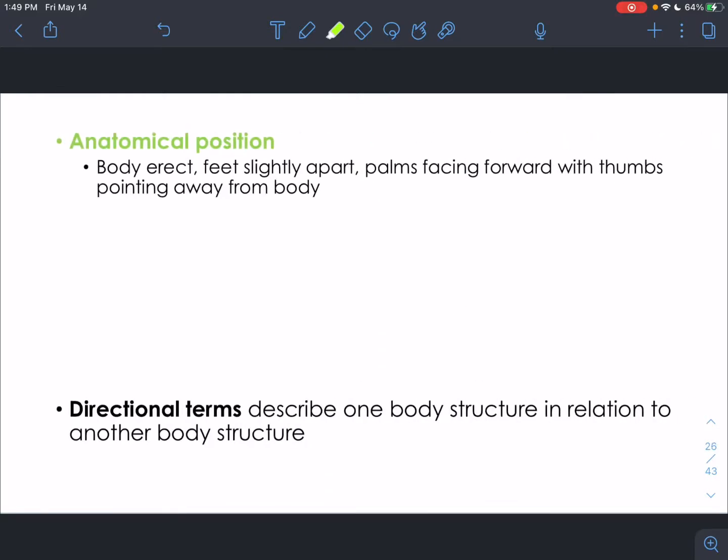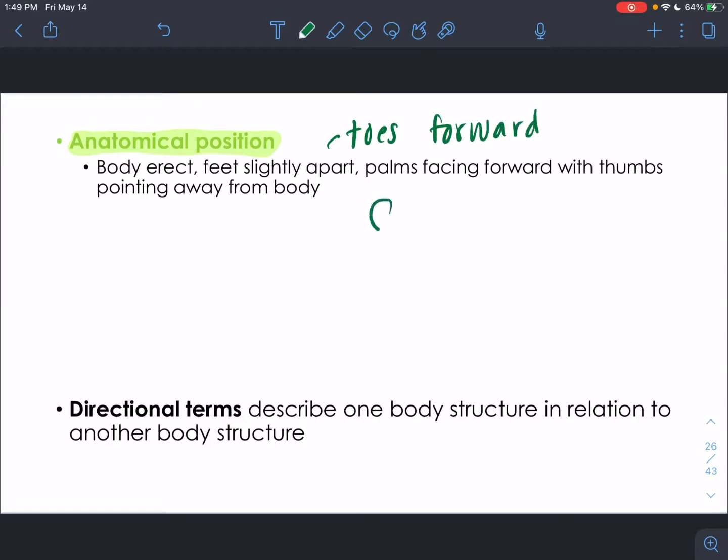Okay, so to start, anatomical terminology, the very first thing you need to know is what's called the anatomical position. Anytime we're referencing the body, in human anatomy and physiology, or if you're a doctor or a nurse, physical therapist, whatever, you're going to be referring to it in what we call anatomical position, which is the body erect, feet apart, palms forward, with thumbs pointing away from the body. Also, I'm going to add here, your toes are facing forward as well.